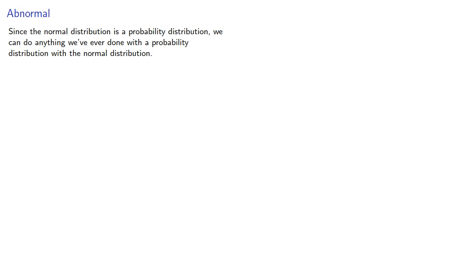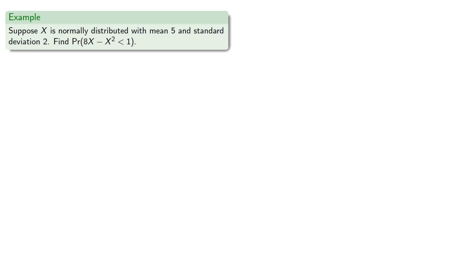Since the normal distribution is a probability distribution, we can do anything we've ever done with any probability distribution with the normal distribution. For example, suppose x is normally distributed with mean 5 and standard deviation 2.